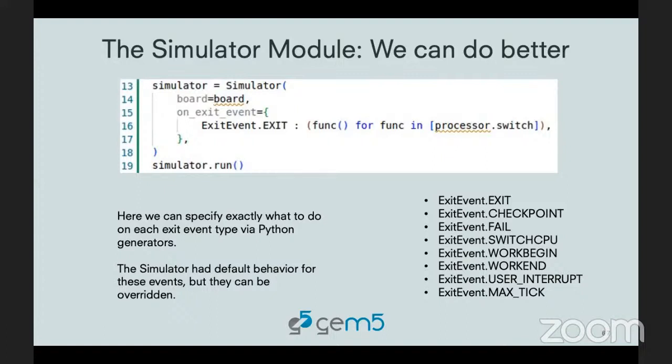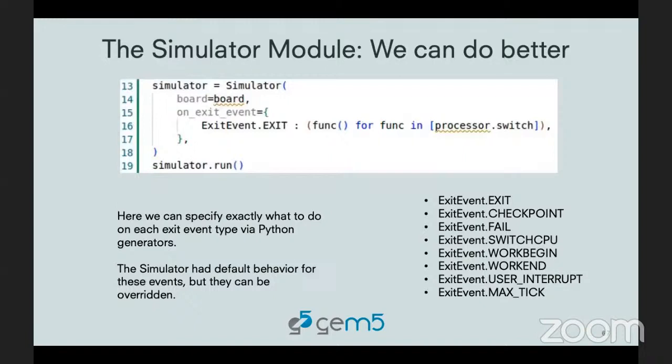You map exit event types to Python generators, right? So here we're saying we've got an exit event of type exit, and this generator will only return one thing one time, which is processor.switch, and it'll run it. So the first time we reach an exit event of this type, run processor.switch. And then the next time, the generator won't return anything. And if the generator doesn't return anything, it will assume that it's just a vanilla exit and it will exit the simulation entirely, including your Python.